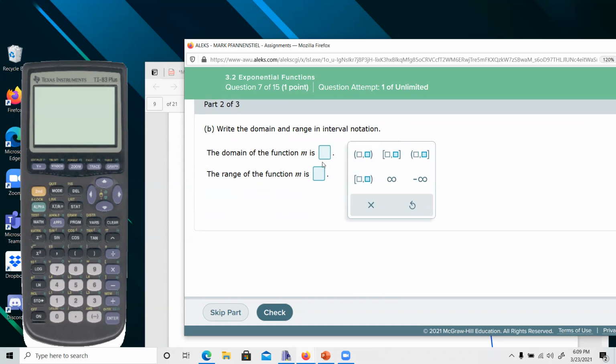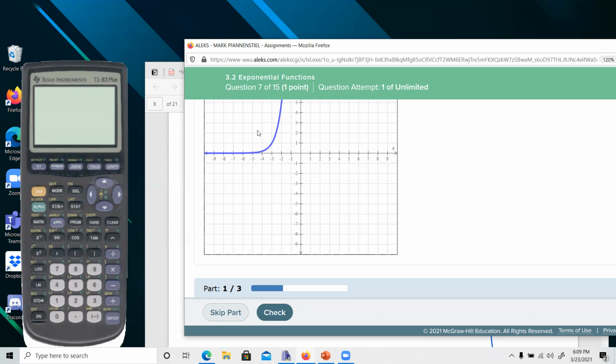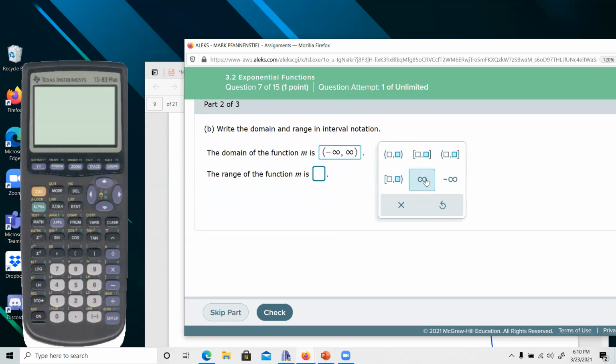Domain: again, the domain for exponential functions is really nice. Negative infinity to positive infinity. The range, we should probably check the graph, but unless you've got a vertical transformation, it has to be bigger than 0. That's really about it. 0 to infinity.